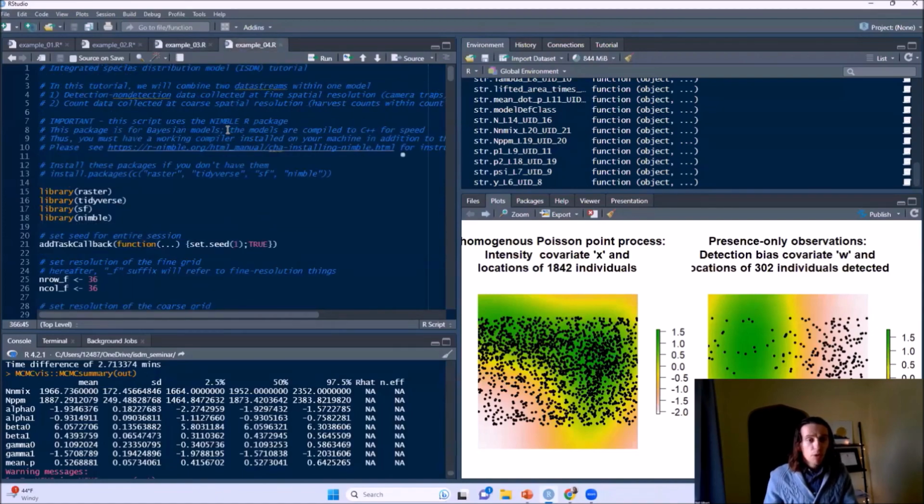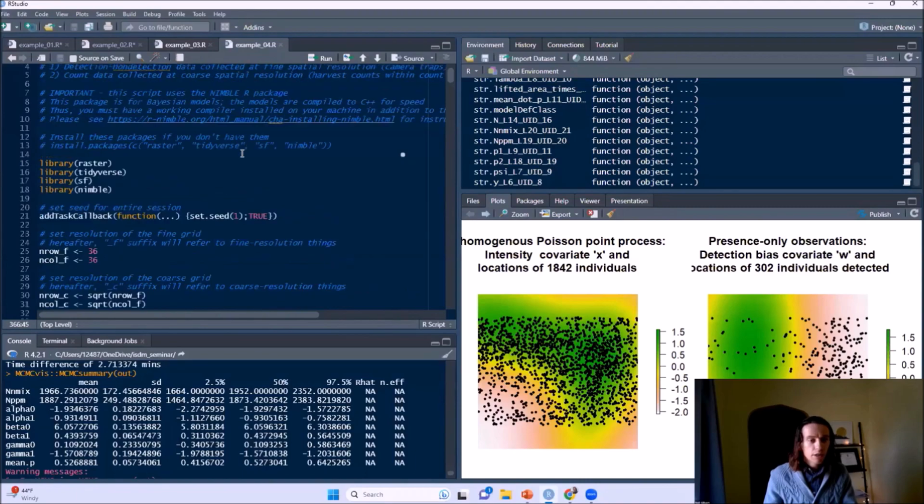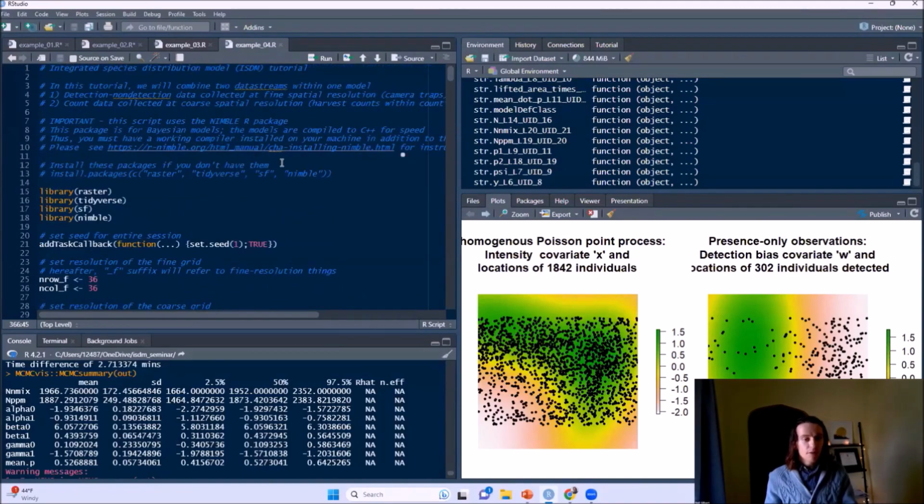And then this last example is a model where we have fine resolution presence-absence data and then coarse resolution count data. Again, this is a script I wrote that was modeled after that example I showed you about the camera trap and harvest data. So if you're looking at this code and you see talk about harvest and cameras, that's why that's there.